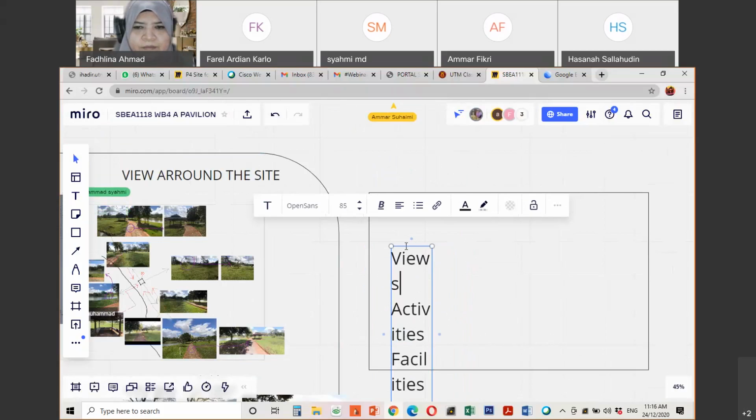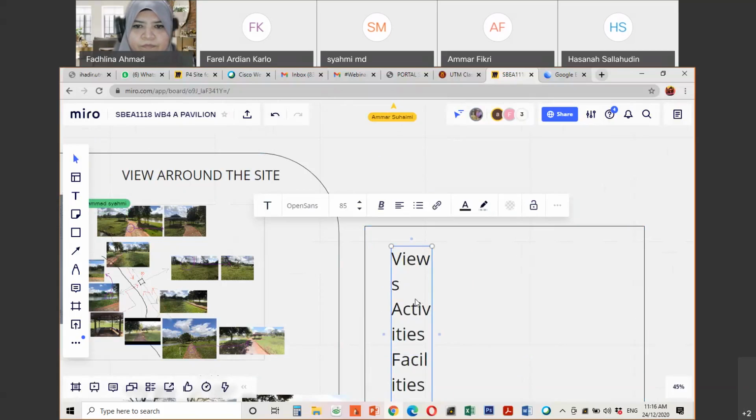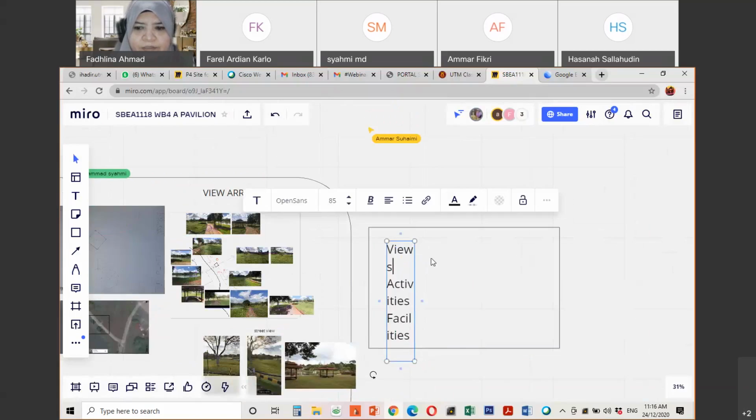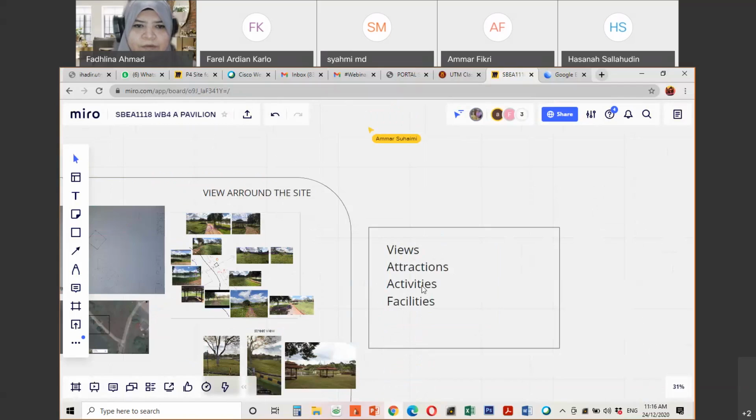Apa dia? Attractions ke macam tu. Attraction. Okay. I will provide. Nanti you buat dengan Hasanah yang this one. Okay, so that everybody can use your data. Because this one is group work. So everybody need to contribute something for your colleague. Alright? Okay, nanti tambah add on.